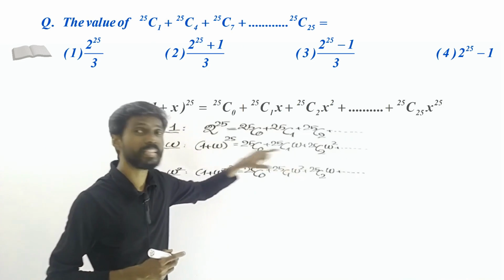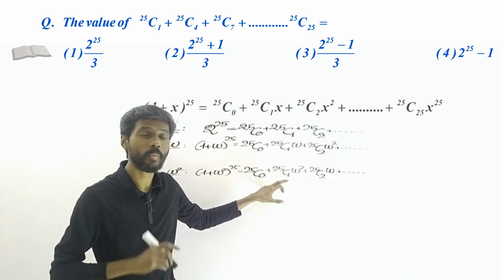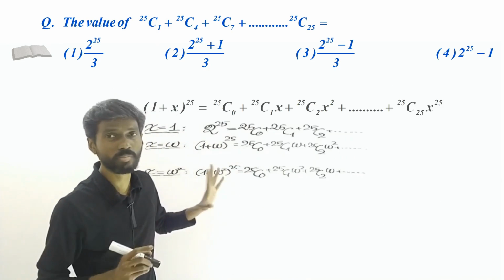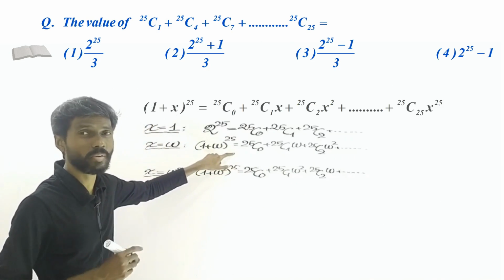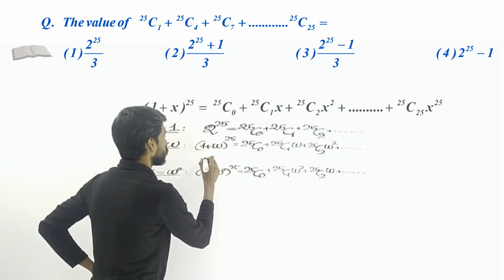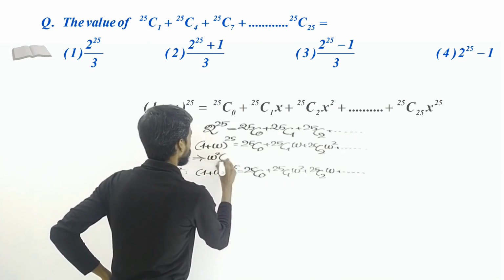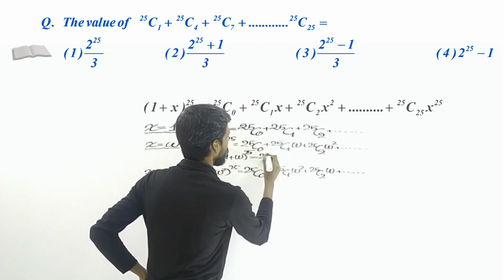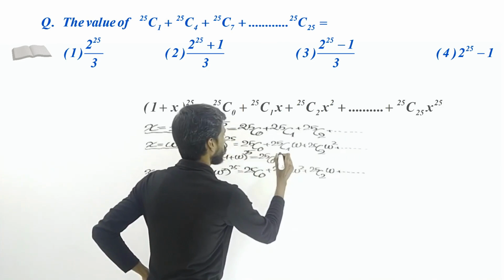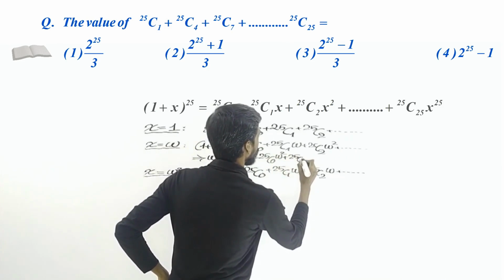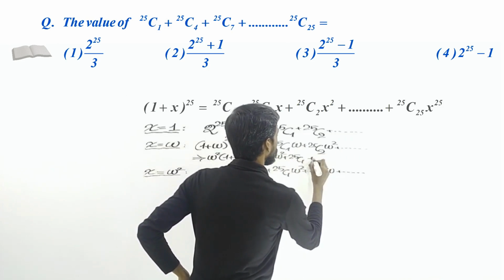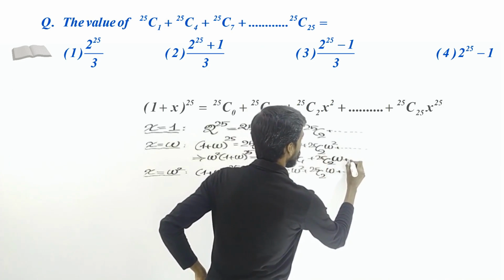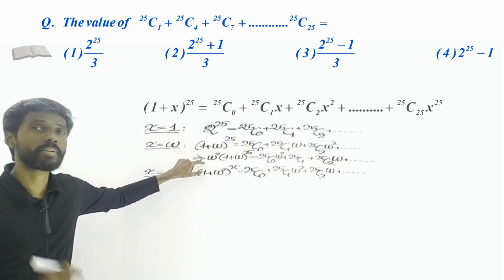Similarly, multiply this term by omega, because 25c1 omega square is there. If you multiply omega, it will become omega cube, which is 1. So multiply this term by omega square. So if you multiply by omega square, this is omega square multiplied by 1 plus omega to the power 25. That equals 25c0 omega square plus 25c1, this will become omega cube, that is 1, plus 25c2, this is multiplied by omega square, that means it will become omega, plus etc. So this is what we get after multiplying.